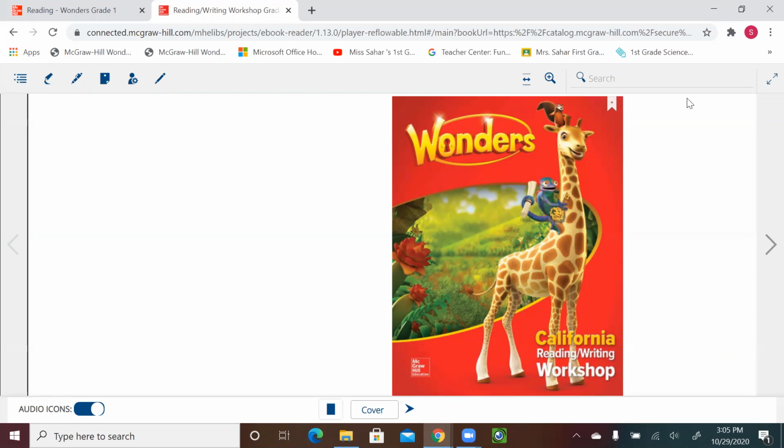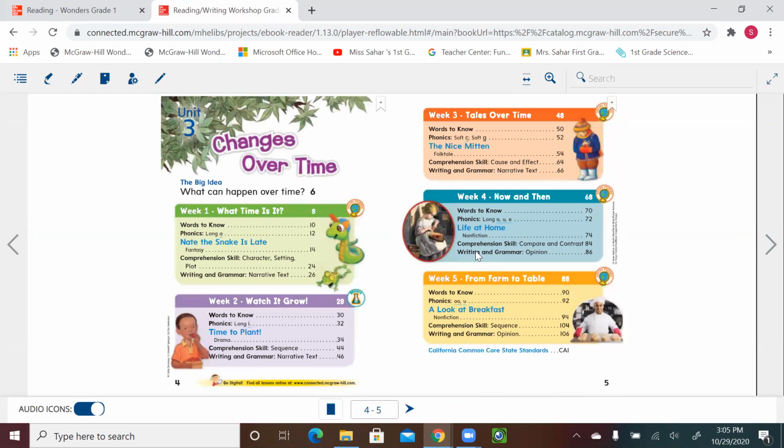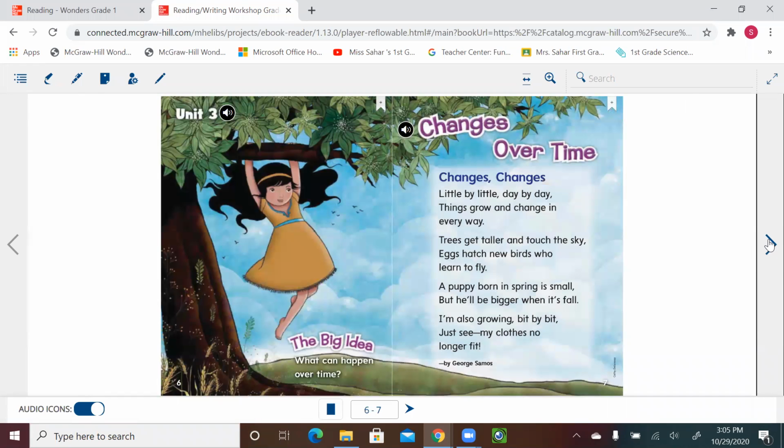This is a new unit, a new book. So this is how the book will look. All right. The big idea for this unit is changes over time, what happened over time. So the changes that happen over time. All right. And then, as you know, there are 5 lessons, and each lesson has a different essential question that's related to the big idea. We covered this in a previous lesson, changes over time.